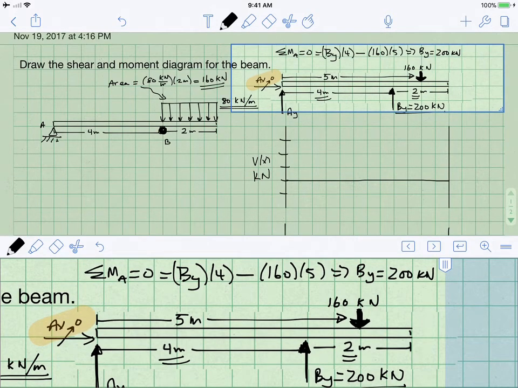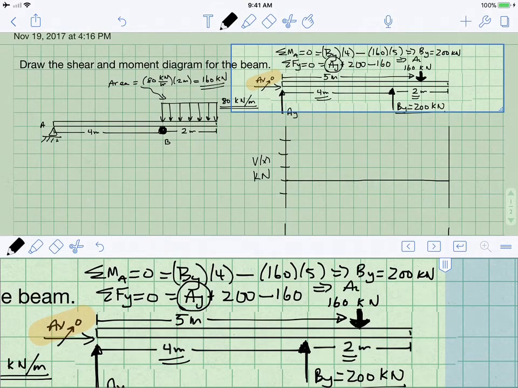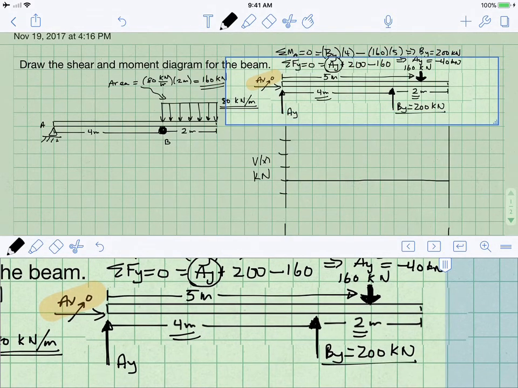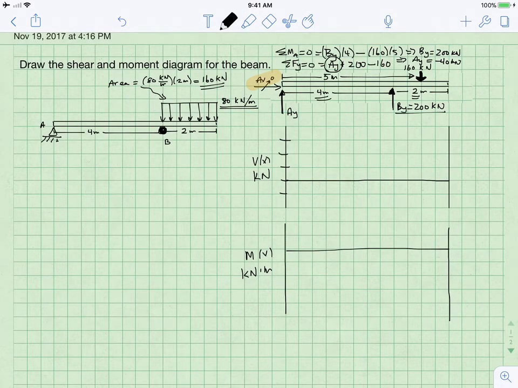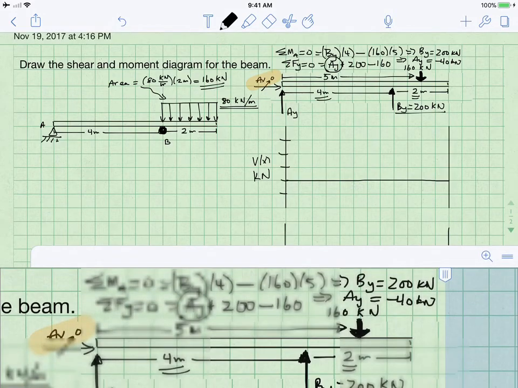Now, summing the forces in the y direction and setting them equal to 0, I have AY plus BY, which is 200, minus 160 is 0. So interestingly, AY has to be negative 40. So what does that mean? That means AY is pulling down, it's keeping the whole beam from rocking on the roller at B. AY is pulling down with a value of minus 40.